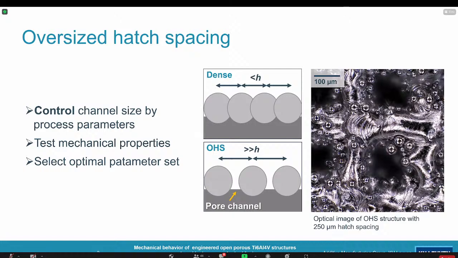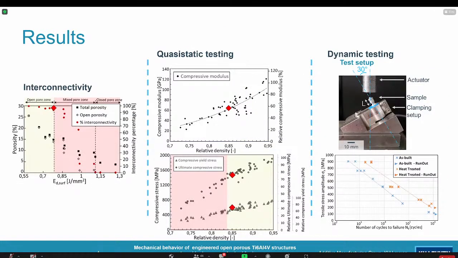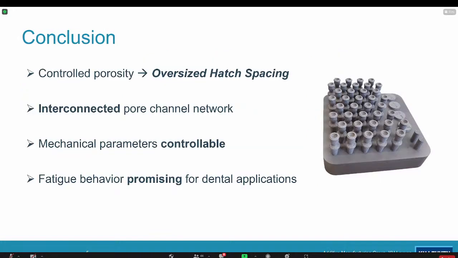This set was then tested, first of all, for its interconnectivity. And indeed, we found that it's possible to make a set that has fully interconnected pore channels. Secondly, for their quasi-static properties. And indeed, we found that we could make these interconnected channels strong enough for dental applications. And then finally, we tested them for their dynamic properties, especially fatigue under an inclination, because this is the most realistic situation when simulating the forces during eating. This way, we found that after heat treating, it was indeed possible to make the structure survive the dynamic testing. Which brings me to the conclusion of my research.